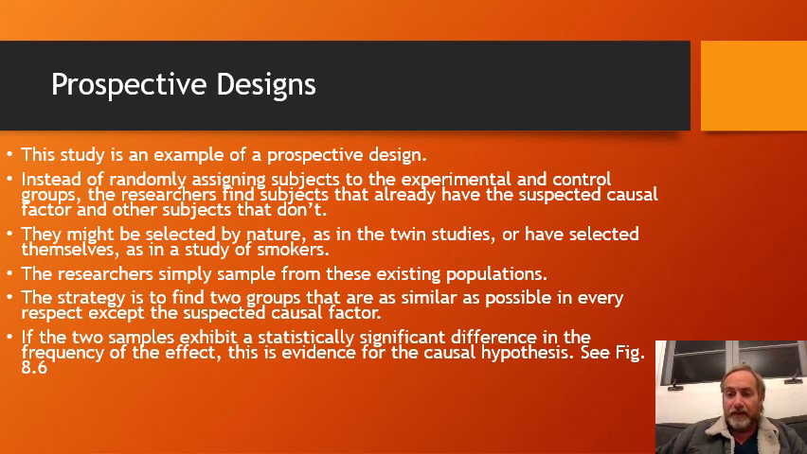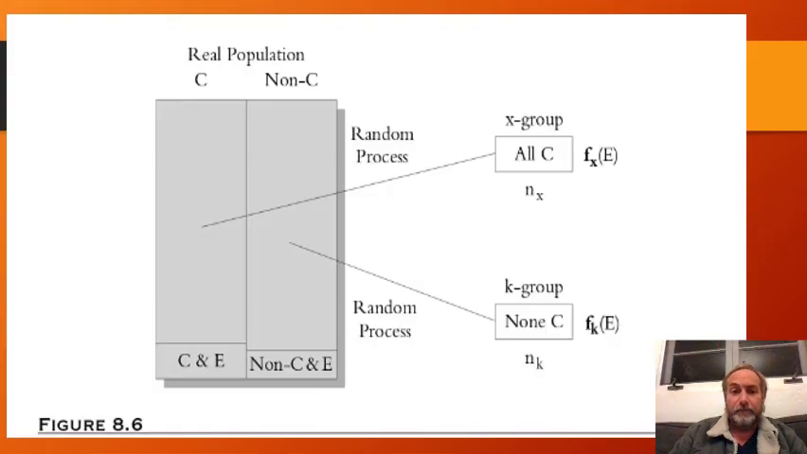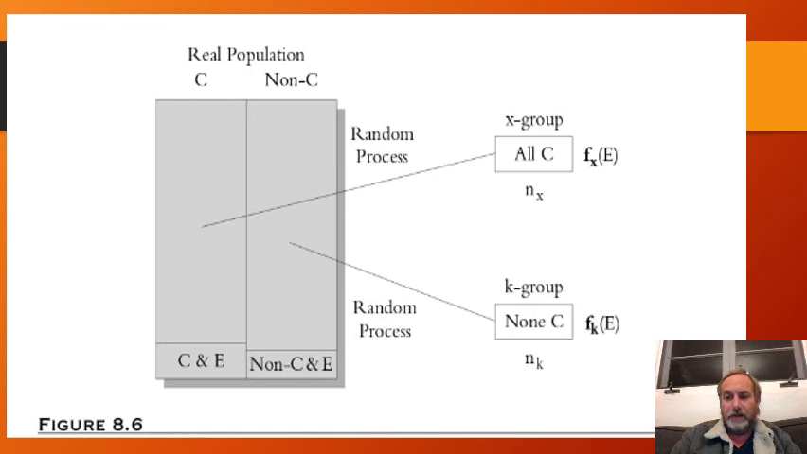Well, they sort of recreate this here as well, just by sampling from groups that all have the cause and don't have the cause. So here is kind of what I just said, right? Here's a real population, and some of them have the causal variable. Some of the people in the population are not going to, so you just create your sample from those groups that already exist. So you've got your X group, they all have the causal factor. You've got your K group, none of them have the causal factor.